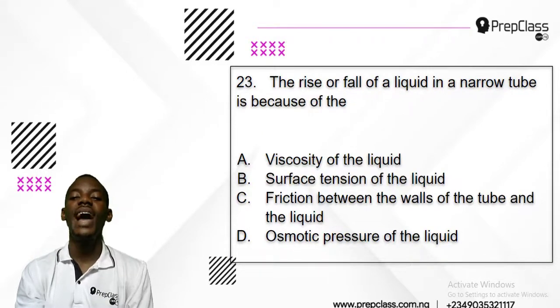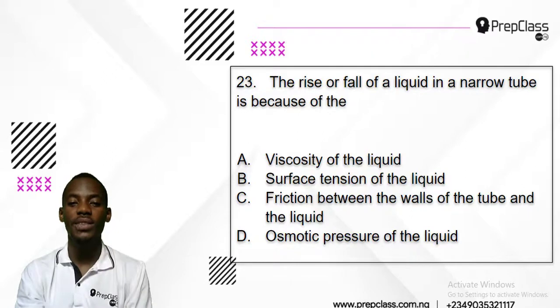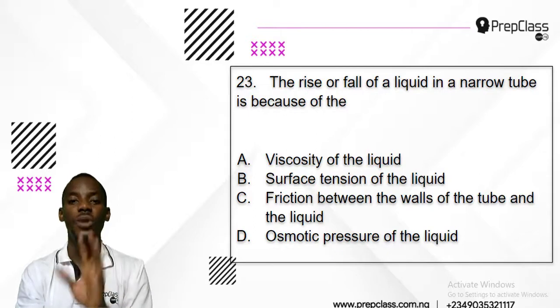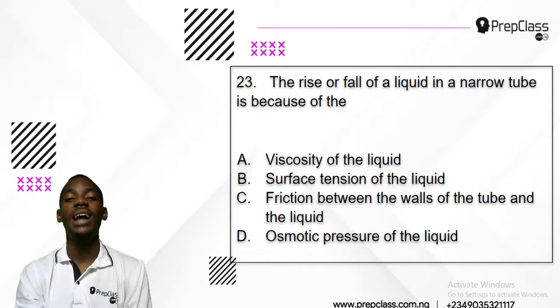Now, number 23: the rise or fall of a liquid in a narrow tube is because of what? The rise or fall of a liquid in a narrow tube is called capillarity. Now, capillarity is caused by what? If you take Fanta or Coke and put a straw in it and you suck it, the Coke will come to your mouth, right? How does it come to your mouth? That process of rising through the tube is called capillarity in science. If you stop sucking, it will fall, but if you suck, it will rise. You are pulling the liquid through, and you can pull it because it is like water.